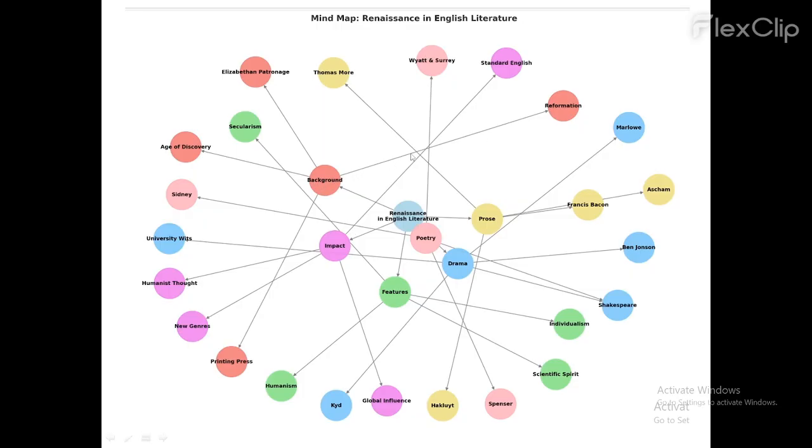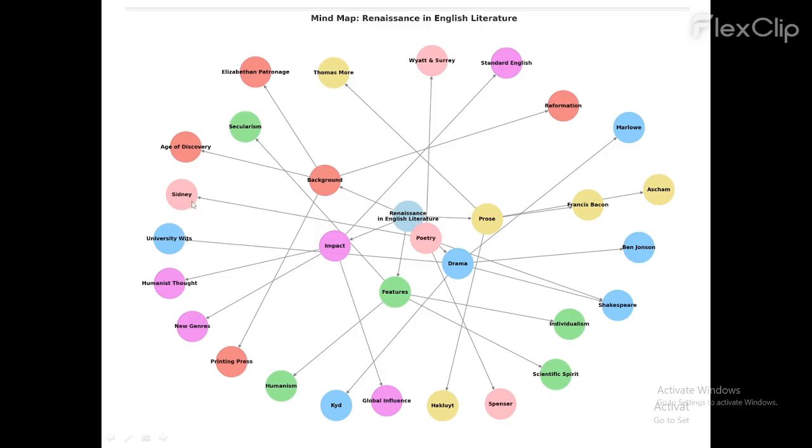The Renaissance inspired Reformation. Renaissance also resulted in the form of Elizabethan pastorals. Talking about poetry in Renaissance, so sonnet form was introduced by Thomas Wyatt. Blank verse was introduced by Earl of Surrey.